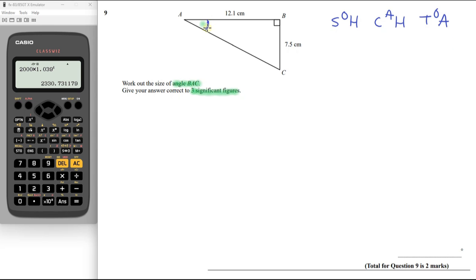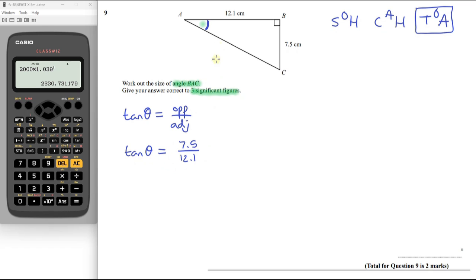Now, from this angle's perspective, we've been given the opposite, and we've also been given the adjacent. So which trig function involves the opposite and the adjacent? Well, it's the tan function. It's this one over here. So let's write out what the tan function is. So the tan of our angle is equal to the opposite over the adjacent. So the tan of our angle is equal to 7.5 divided by the adjacent, which is 12.1.